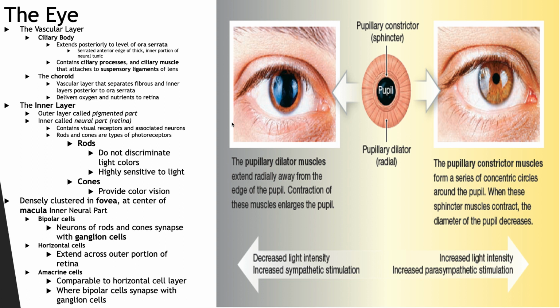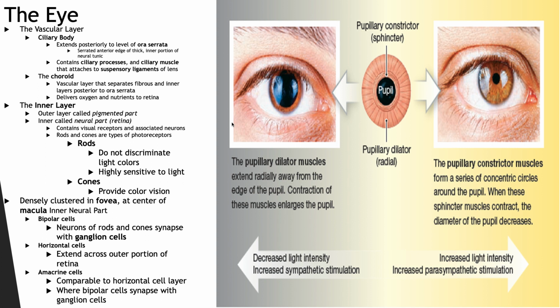In contrast, most of the roughly 6 million cones are concentrated in the area where the visual image arrives after it passes through the cornea and the lens. This region, known as the macula, has no rods. The very highest concentration of cones occurs at the center of the macula, an area called the fovea centralis. It is usually simply referred to as the fovea.